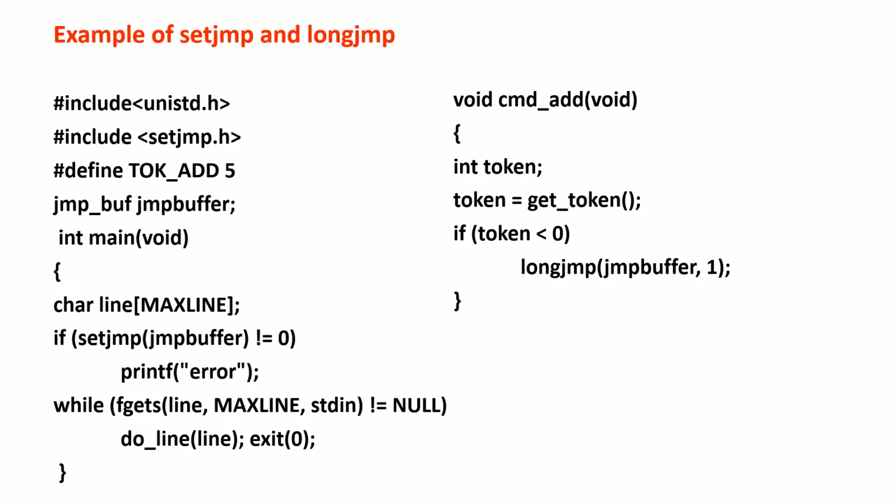One point to remember: the values of automatic and register variables are indeterminate when longjmp is called, but the static and global variables are unaltered. The variables that we do not want to roll back after longjmp are declared with the keyword volatile.